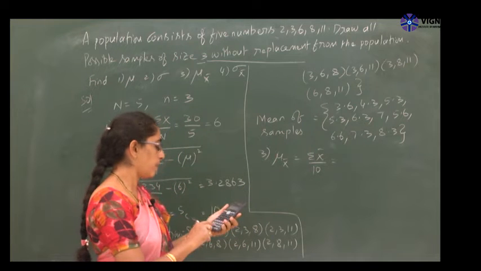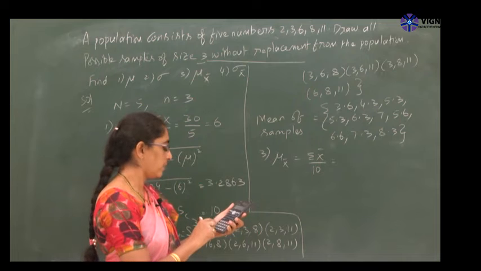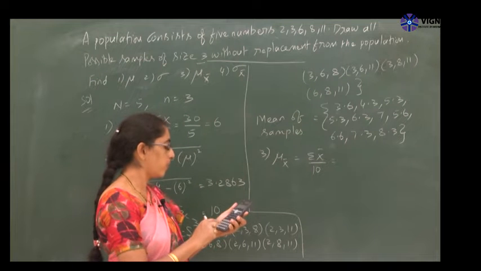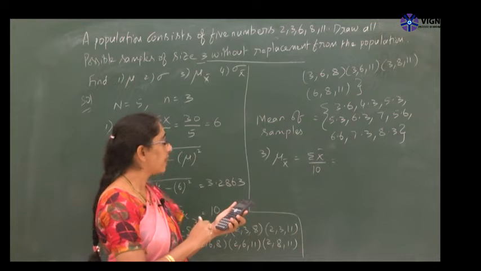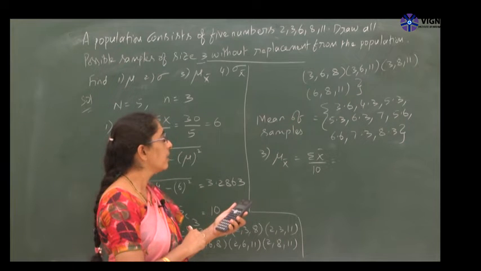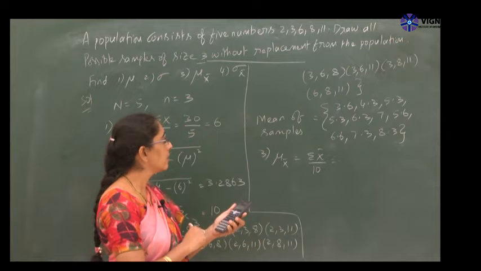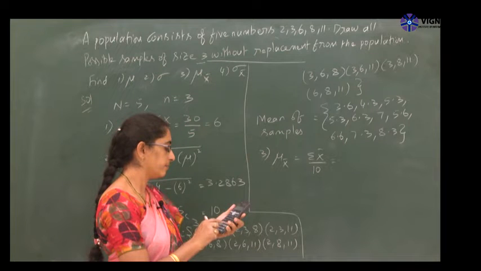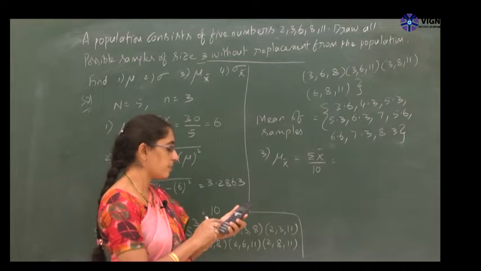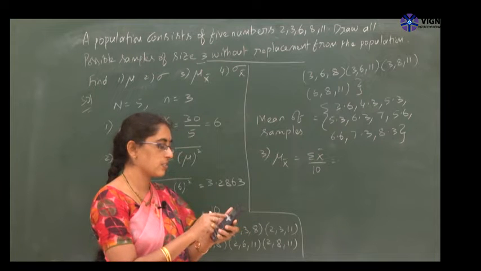Right? So 3.6, 4.3, 5.3, 5.3, 6.3, 7, 5.6, 6.6, 7.3 and 8.3. Now press shift 1.